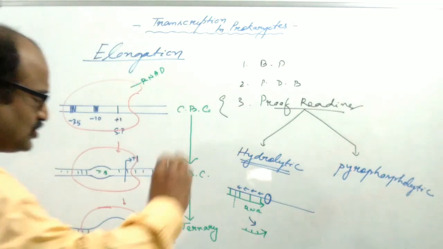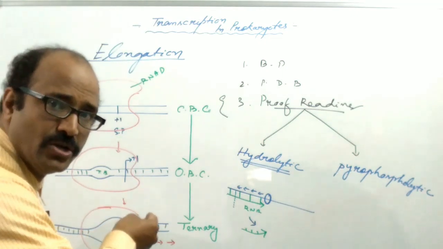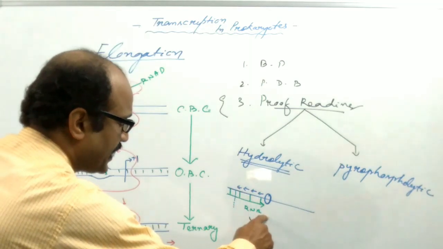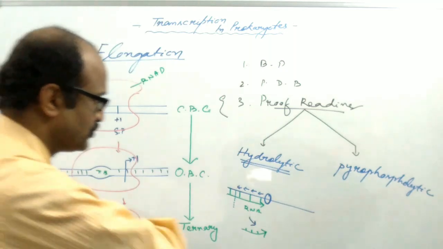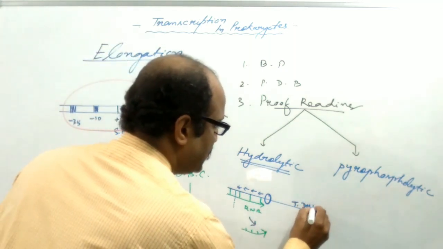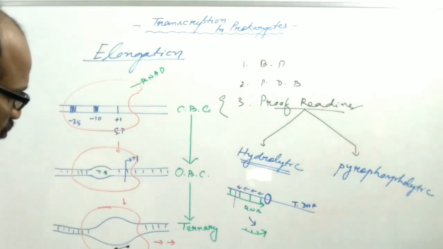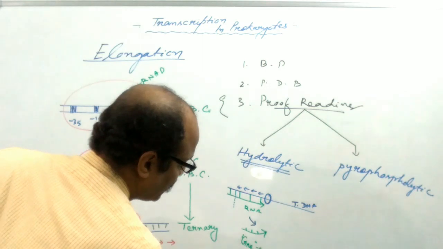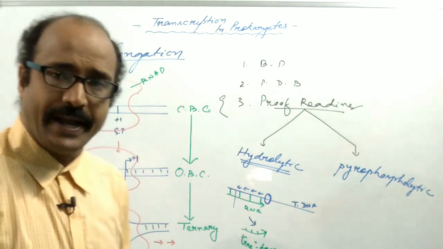So in this process, the RNA polymerase enzyme moves backward by 2 or 3 or more nucleotides, then cleaves the RNA and releases the RNA from the template strand. Suppose that this is the template DNA strand. And some workers proposed that there is the involvement of the Gre factor at the time of hydrolytic editing.